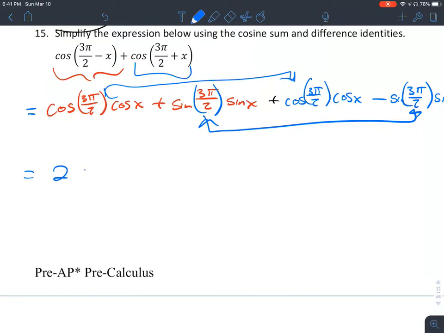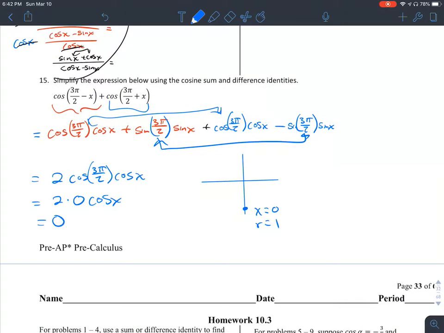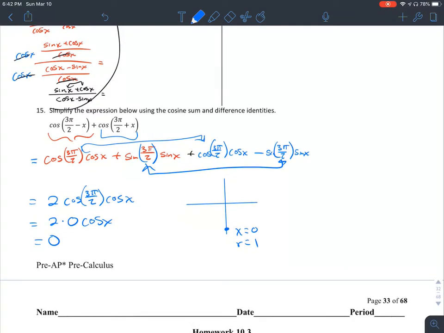So we're going to have 2 times cosine of 3 pi over 2 times cosine of x. What's cosine of 3 pi over 2? Let's check this out. 3 pi over 2 is down here. Here the x value is 0 and the r value is 1. So that makes this 2 times 0 times cosine of x. So this just equals 0. Dunsies.